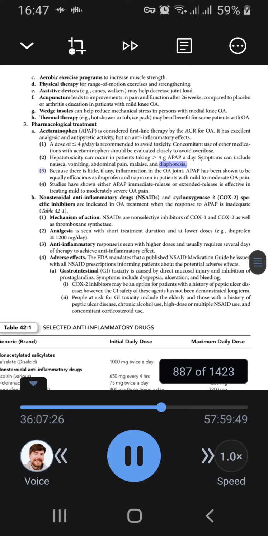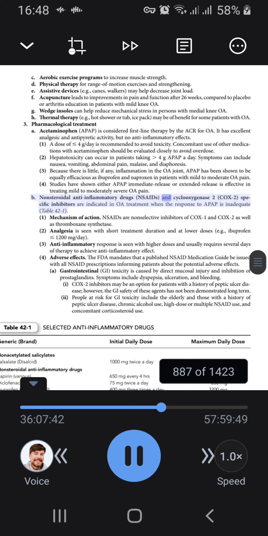3. Because there is little, if any, inflammation in the OA joint, a PAP has been shown to be equally efficacious as ibuprofen and naproxen in patients with mild to moderate OA pain. 4. Studies have shown either a PAP immediate release or extended release is effective in treating mild to moderately severe OA pain. B. Nonsteroidal anti-inflammatory drugs.